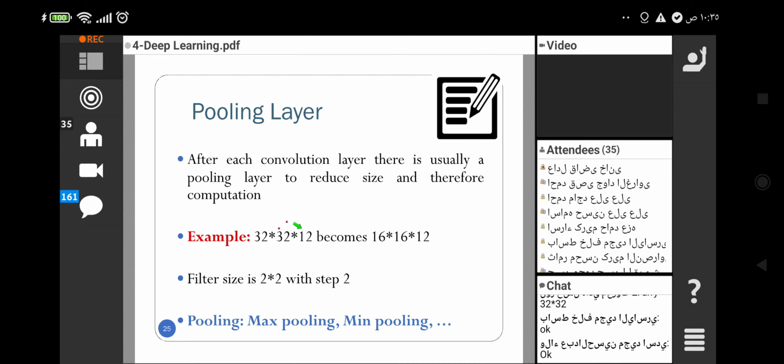So the size of the input is 32 by 32, and we have 12 neurons in the convolution layer. Each of these neurons is doing the convolution operation, and the output of each of these kernels is 32 by 32. So the size of the output would be 32 by 32 by 12.